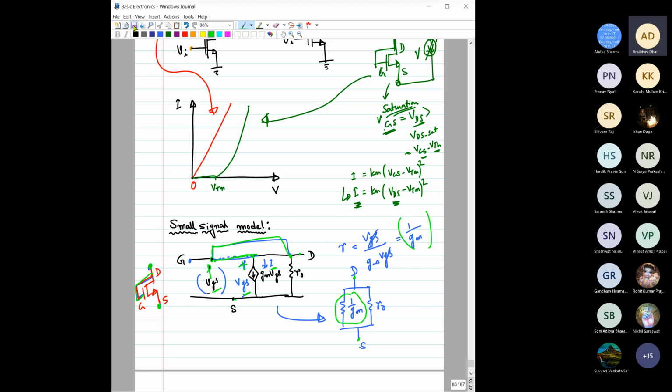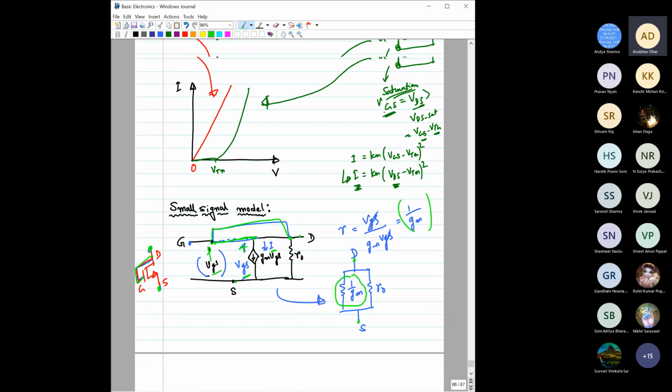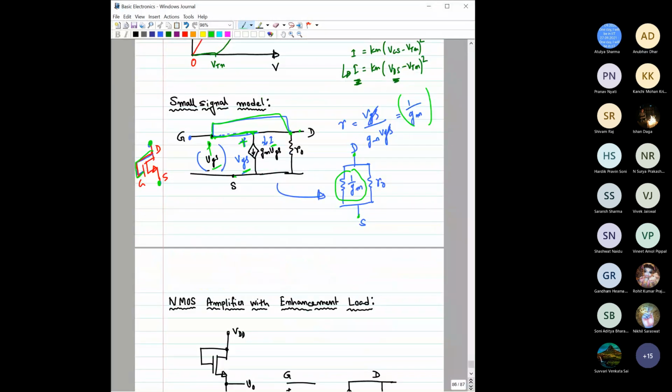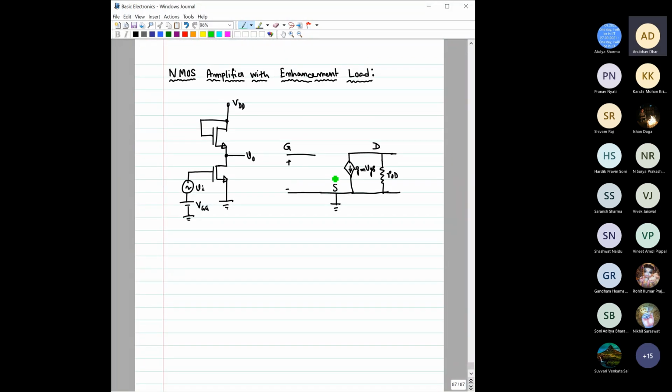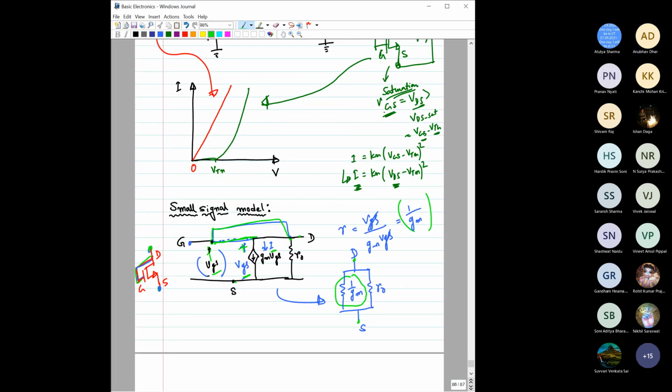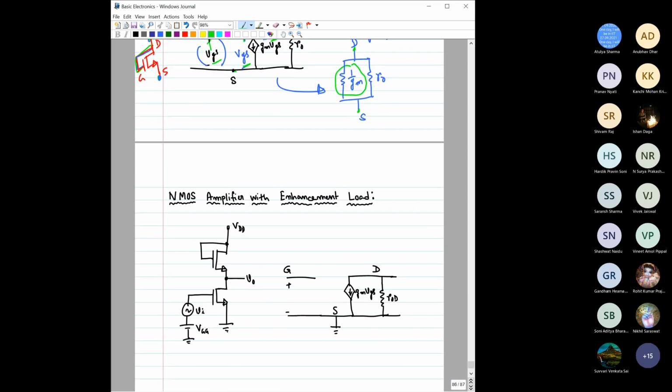Yes, sir. So we are replacing the current source with a resistance of value 1 by gm, right? Okay, sir. But we should have to study the characteristic of the lower one, right? This is not the primary MOSFET. We are doing it on the next page.